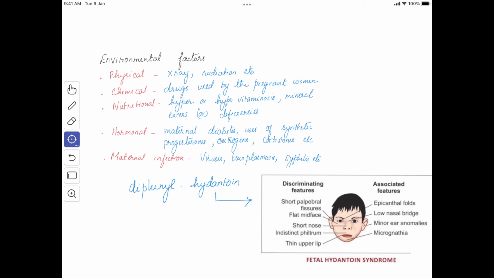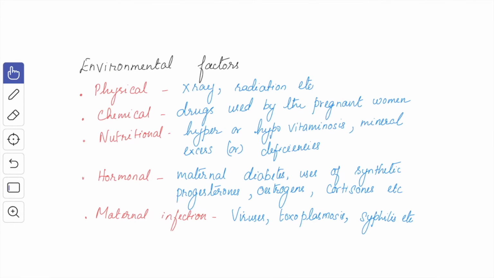The next drug is diphenylhydantoin. It is an anticonvulsant drug used by epileptic women, which produces a broad spectrum of abnormalities including craniofacial defects, nail and digital hypoplasia and mental deficiency, and this is known as the fetal hydantoin syndrome. Prolonged use of diazepam by pregnant women as a tranquilizer has been demonstrated to increase cleft lip with or without cleft palate in the offspring.